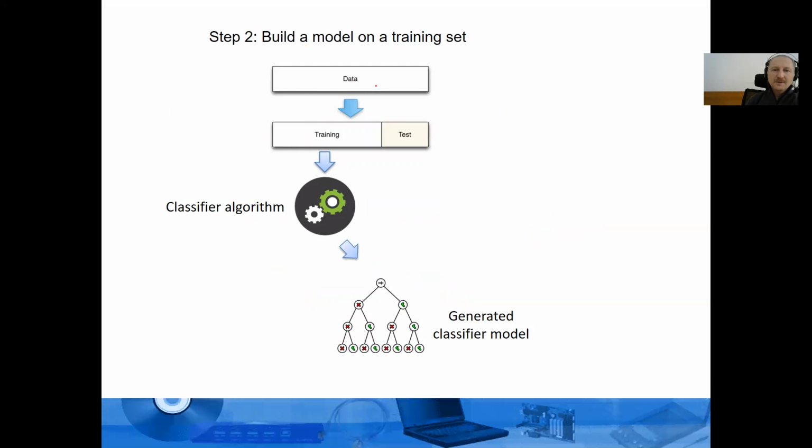So at the beginning, you are dividing your data into training and testing. After that, you are introducing this data to the data mining or machine learning algorithm, and then you are generating a classifier. In this case, we are generating one decision tree model. Yes, now we have one decision tree model at the end.